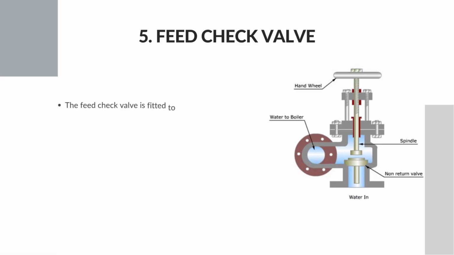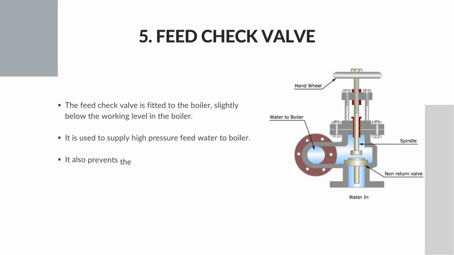The feed check valve is fitted to the boiler slightly below the working level in the boiler. It is used to supply high pressure feed water to the boiler. It also prevents the returning of feed water from the boiler if the feed pump fails to work.